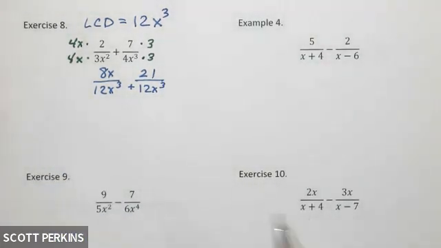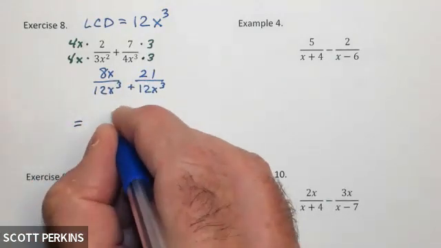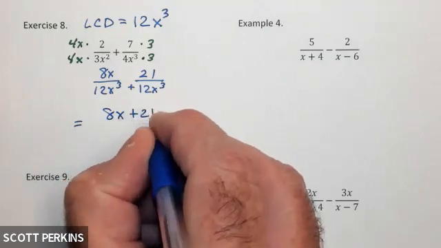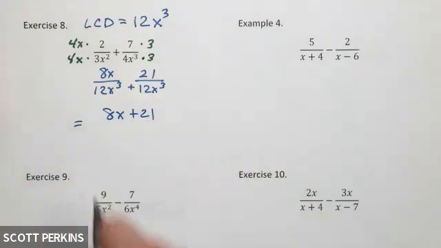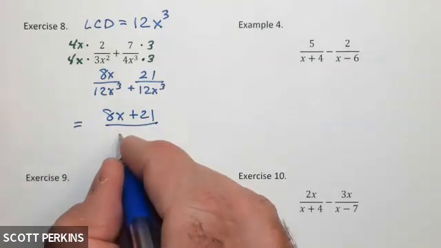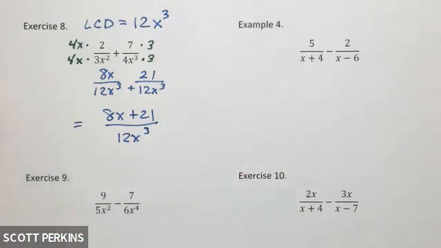Okay, so now I'm going to add these up. I've got 8x plus 21. Those are not like terms. So I'm going to just have 8x plus 21. There is nothing in common to either of those terms. And then I have 12x cubed in the bottom, and that is my fraction. All right, so that's adding.